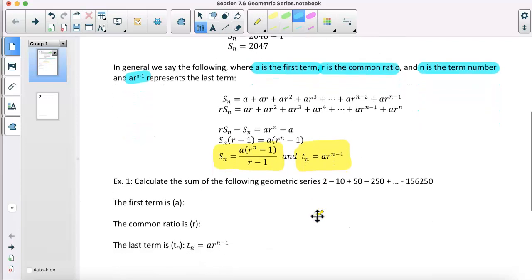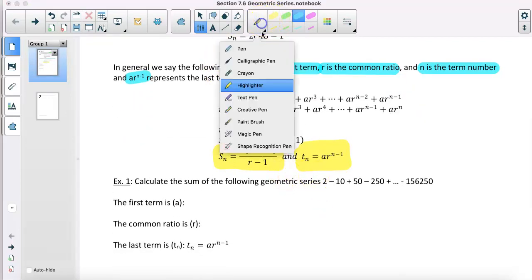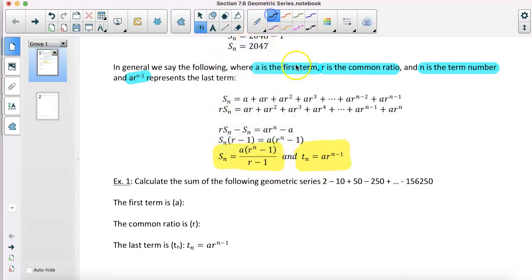Okay, so what we're going to do is calculate the sum of this following geometric series. How do we know, again, that it is a geometric series? That's the first thing we always have to find. Is it arithmetic or is it geometric? In this case, we have 2 to minus 10. So what we're doing is multiplying by negative 5. Minus 10 to positive 50, we're also multiplying by minus 5. And positive 50 to minus 250, we're also multiplying by minus 5, and so forth.